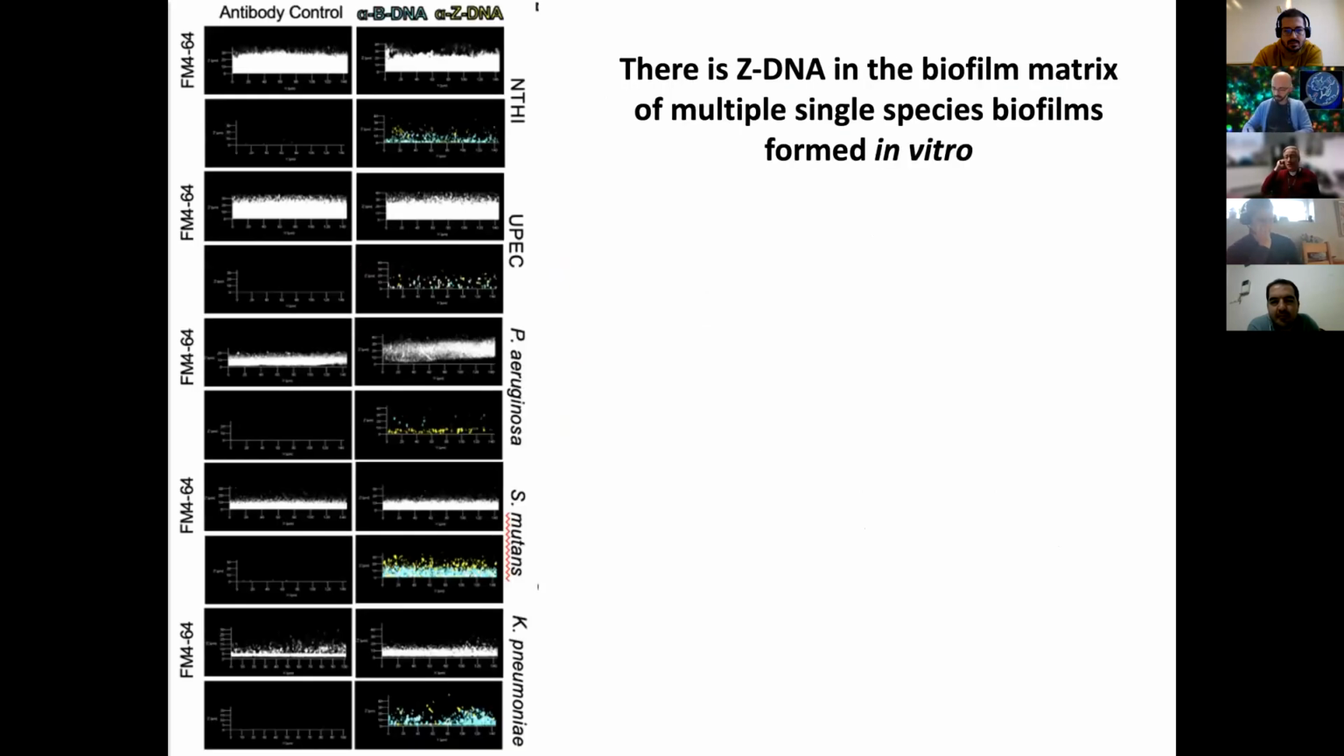So the first question we wanted to ask is, is zDNA present in in vitro biofilms? And so we looked at some of the usual suspects. They're listed on the right of each panel. bDNA is in blue. This is all immunofluorescence, and these antibodies are highly specific. If you read our Cell paper, we went to great lengths to show that the antibodies are highly specific. bDNA is blue, zDNA is yellow, and you can see, depending on the species of biofilm, there's always B and Z present, but some bacterial biofilms have more Z than B and vice versa.